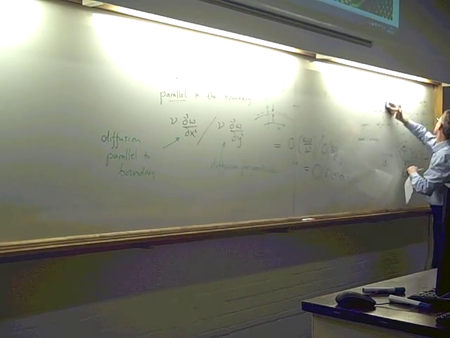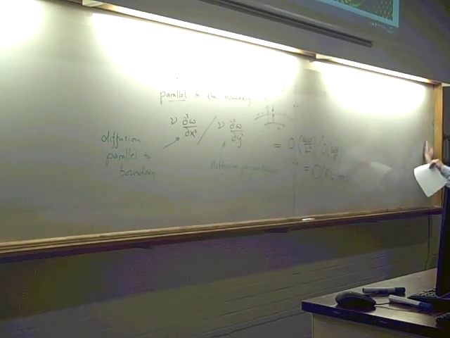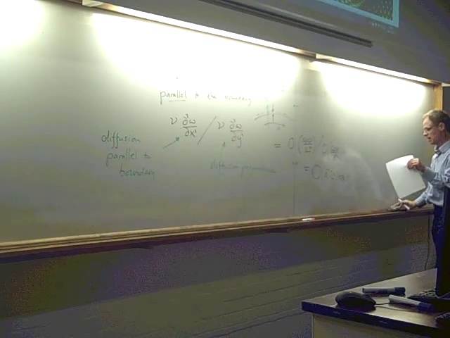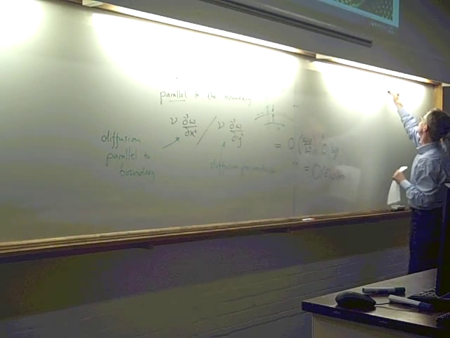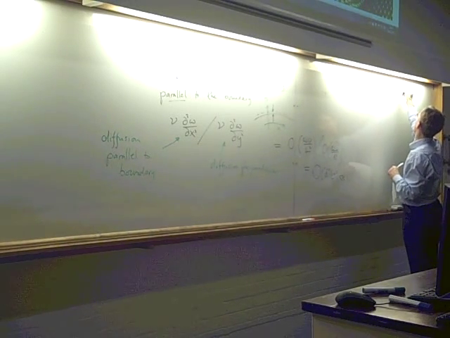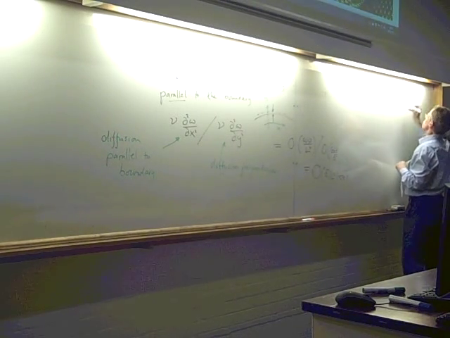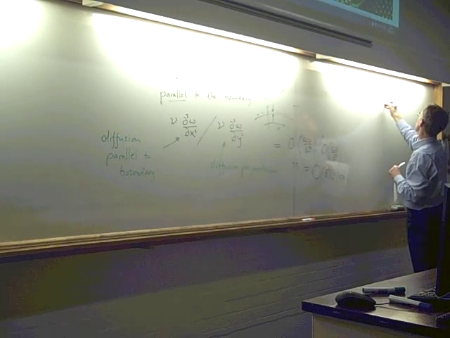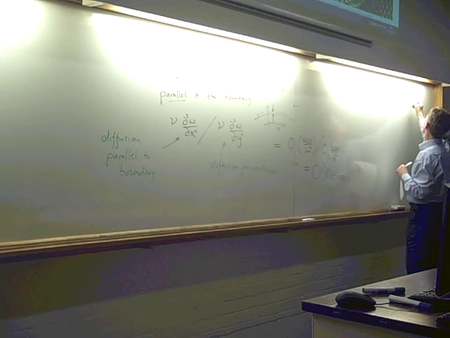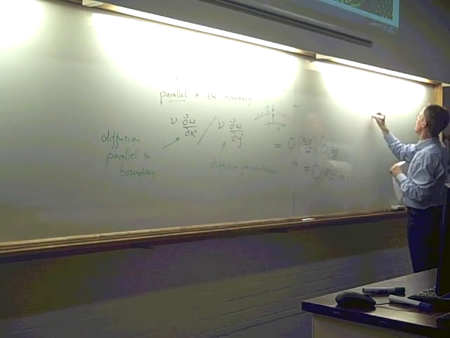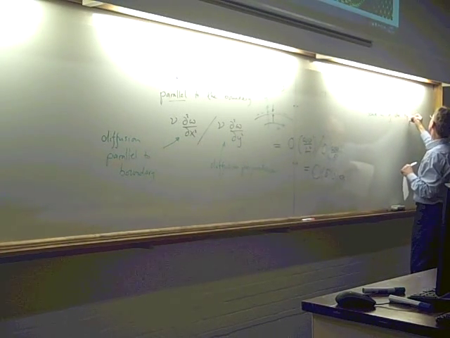Here delta is the width of the boundary layer, like in other examples, which is taken to be much less than L, much smaller than the scale capital L of the body.